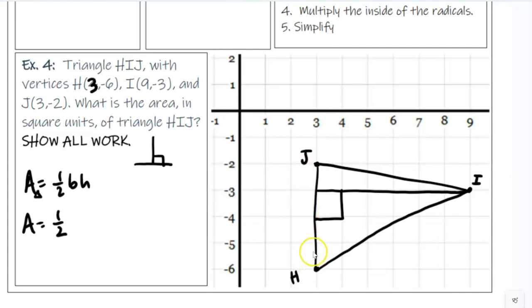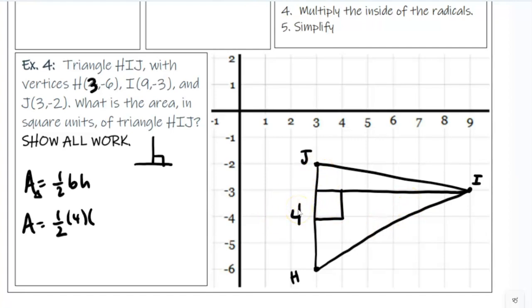So you don't count until you move. 1. Not 1 here, but 1. Or you can say 0, then 1. So 1, 2, 3, 4. So the base is 4. So this base is equal to 4.